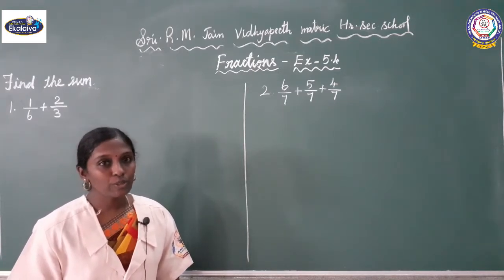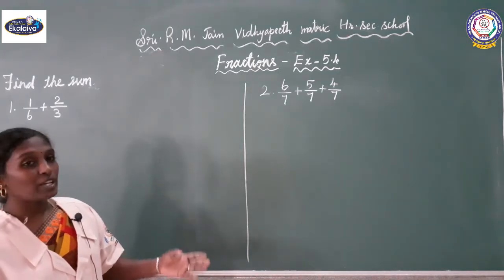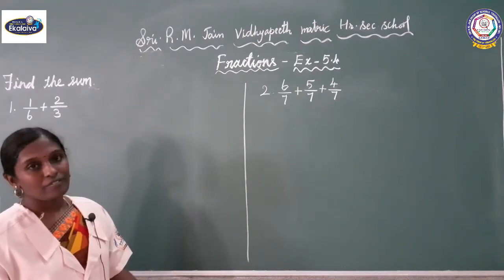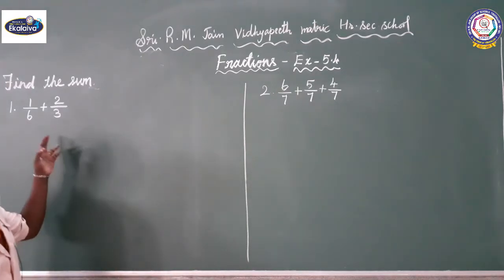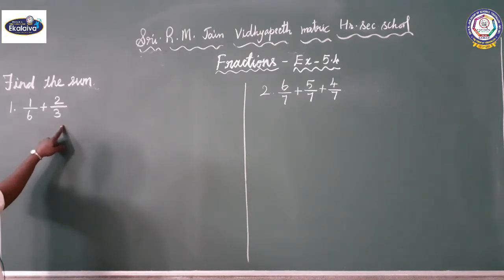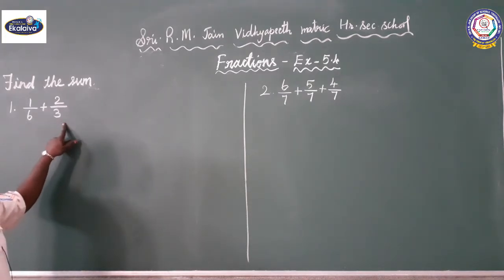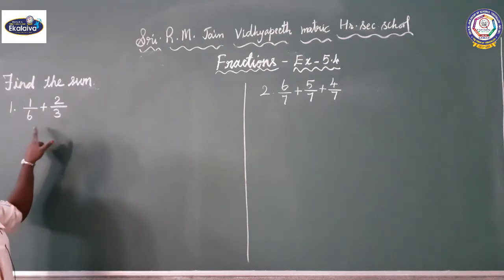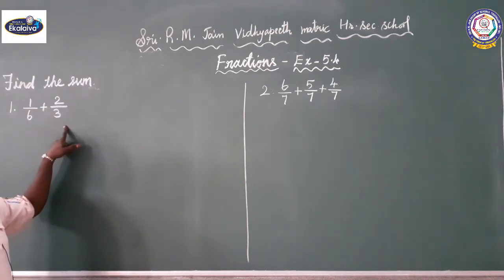Today we are going to do the problems in exercise 5.4 from the chapter fractions. First question, find the sum. 1 by 6 plus 2 by 3. Here the denominators are different. So these fractions are unlike fractions.